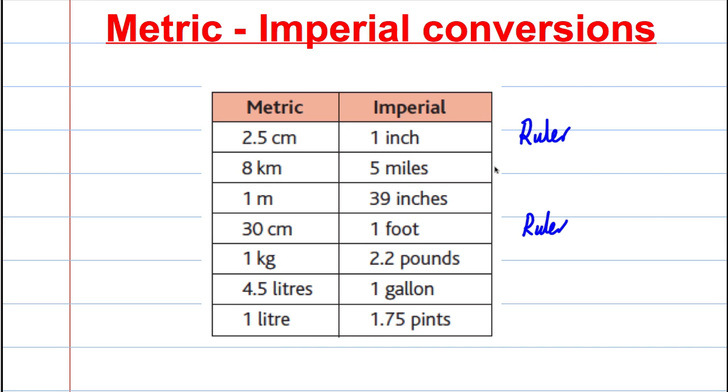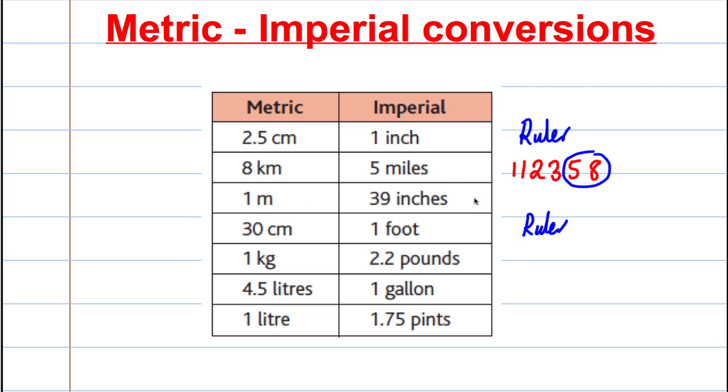8 kilometres is 5 miles. I remember that using the Fibonacci sequence. 1, 1, add the two previous terms, 2, 3, 5, 8. The 5 and the 8 here, that tells me 5 miles is 8 kilometres. So that's how I remember that. And unfortunately, I just have to remember the rest.